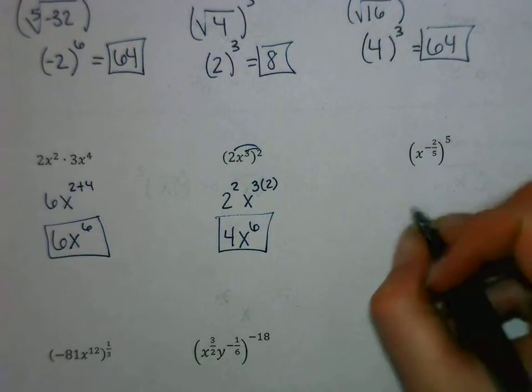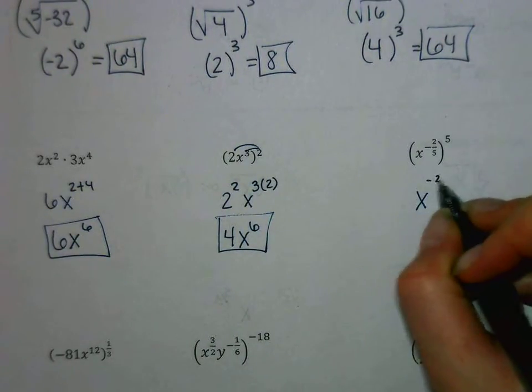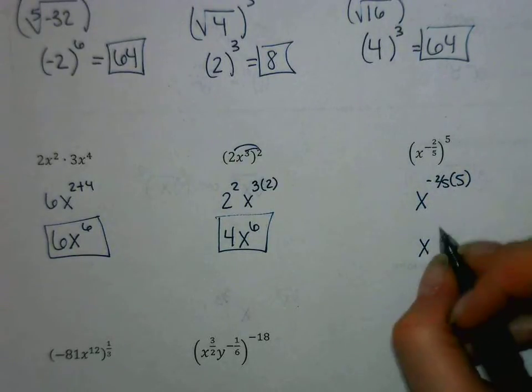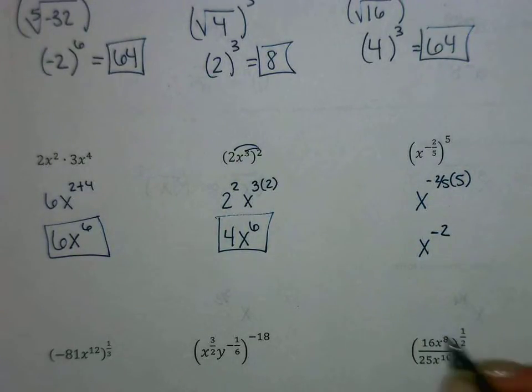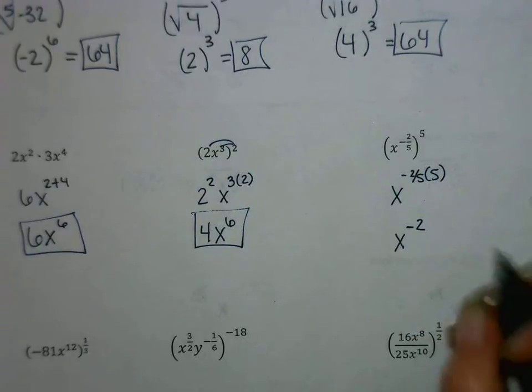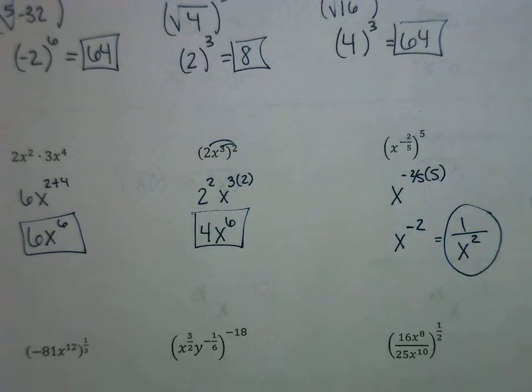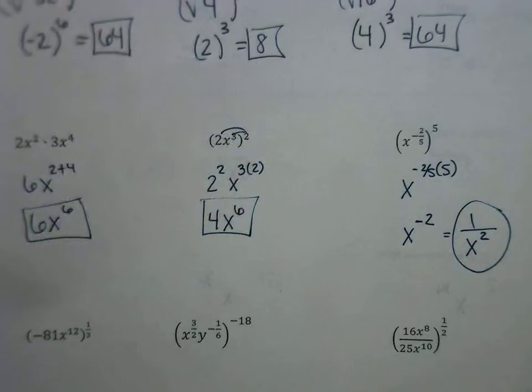So for this one, we really have x. Power to a power is when we multiply. So negative 2/5 times 5 means we have a negative 2, but we can't leave a negative exponent. So this means we really have 1 over x squared power. 1 divided by x squared, sorry.